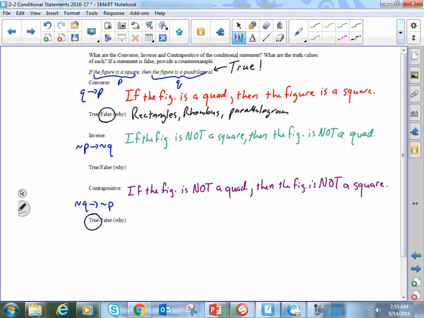So moving on, let's look at the inverse. The inverse, according to our truth table, must also be false. So let's take a look at why. If the figure is not a square, then it's not a quadrilateral. Well, that's also false. We can have quadrilaterals that aren't square, and we can use the same counter examples: rectangles, rhombuses, parallelograms, trapezoids. Pick a quadrilateral, and that's the counter example for the inverse statement.